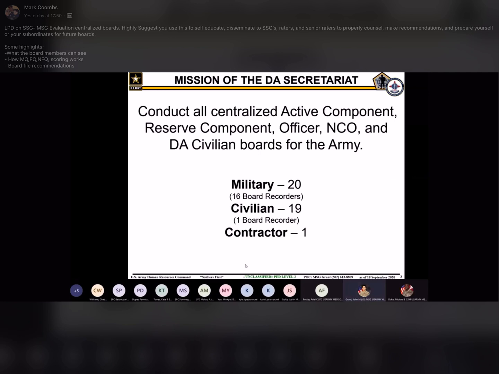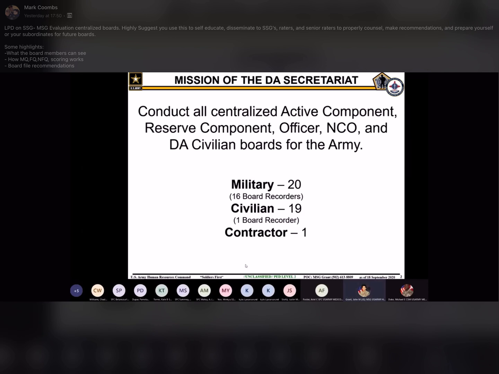So the mission of the DA Sec, really all we do is we conduct centralized boards for the Army. That is our main job here. We don't promote, we don't reduce people in rank. If you're not promoted on the first for whatever reason, that's not really us. We just execute the boards.